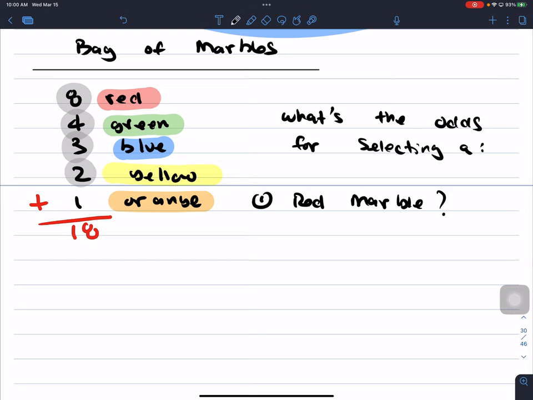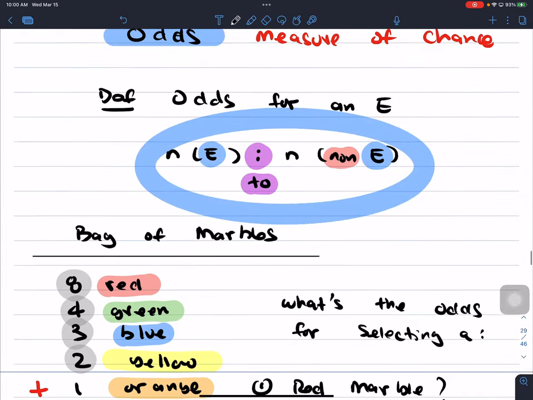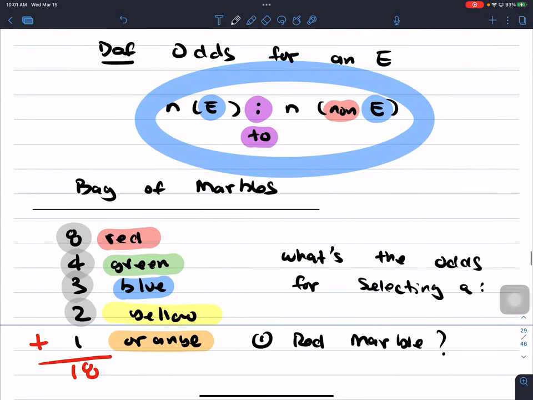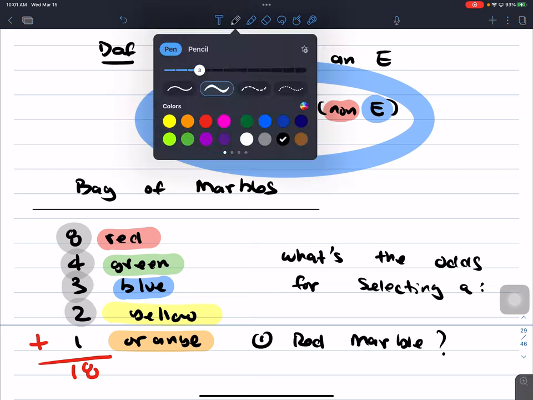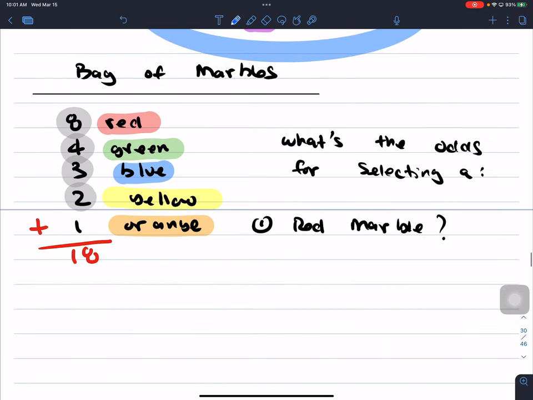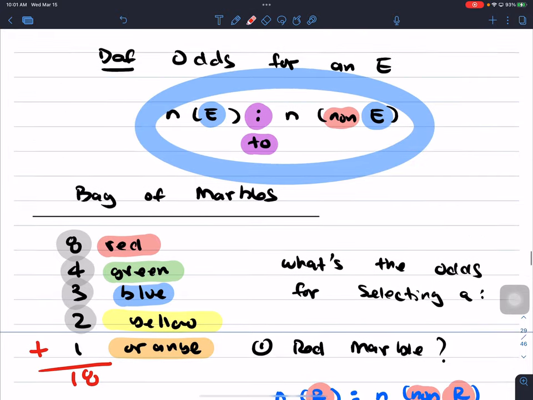You're going to need to use the definition. You say, what's the definition? Can you guys read that? The number of what? The number of red marbles to the number of non-red marbles. Okay? It's the number of red to the number of non-what? Red. This is your definition of the odds for an event.